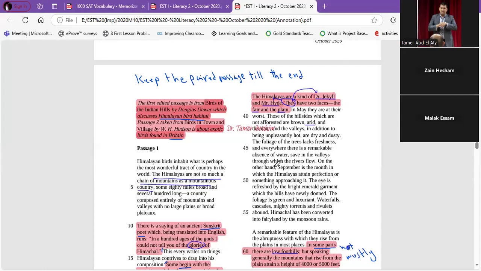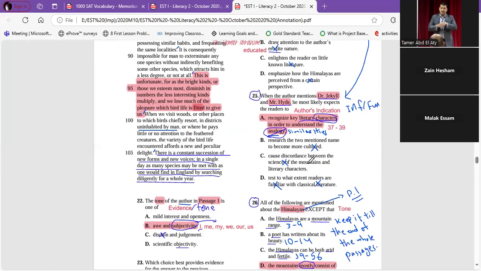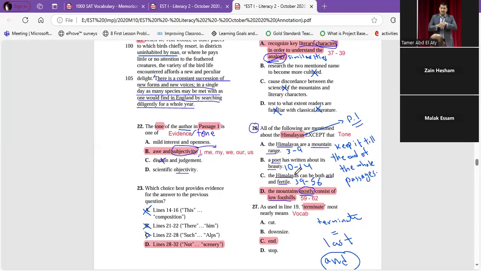Okay. On the other hand, September is the month in which the Himalaya attain perfection or something approaching it. That was mentioned. The Himalaya are both arid and fertile according to the month. So this wasn't mentioned at all. So the answer is D.